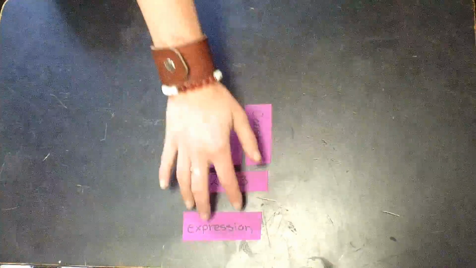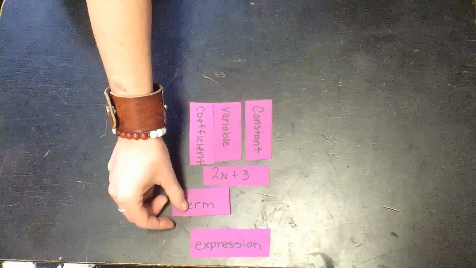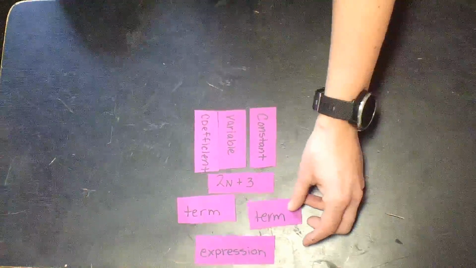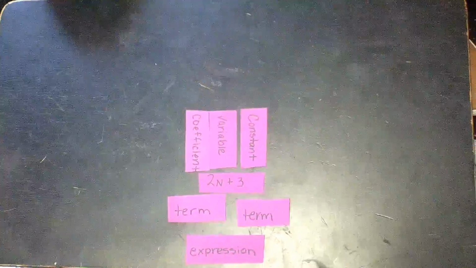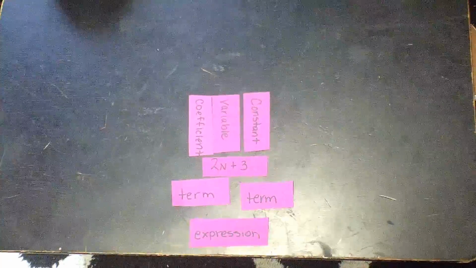Right, okay. Now, even though this is an expression, we also can identify 2n as what we call a term. And the same thing, 3 is also a term. It's just kind of like a part. An expression is broken down into terms, and then the terms are broken down into coefficient, variable, and constant. So a good definition of term could be parts of an expression. Yeah, it's a good way to think of it.